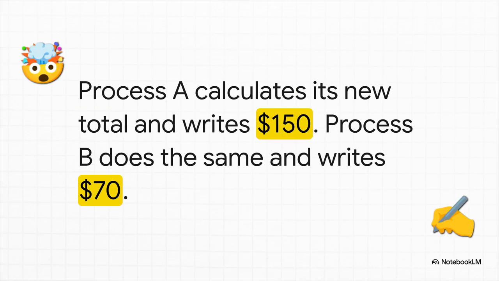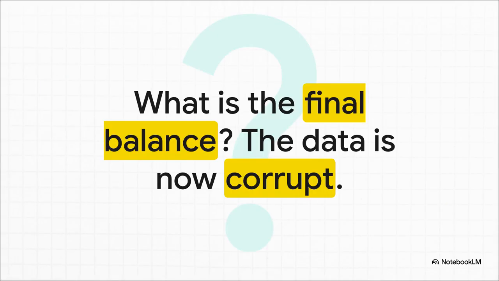So process A does its math, 100 plus 50, and it writes a new balance of $150. But at almost the very same moment, process B has done its calculation, 100 minus 30, and it writes its new balance, $70. So what's the final balance? Is it $150 or is it $70? The correct answer, of course, should be $120. But because of this race, the final result is just whichever process happened to finish writing last. Our data is now inconsistent, it's totally wrong, it's corrupt. This is the disaster we absolutely have to avoid.